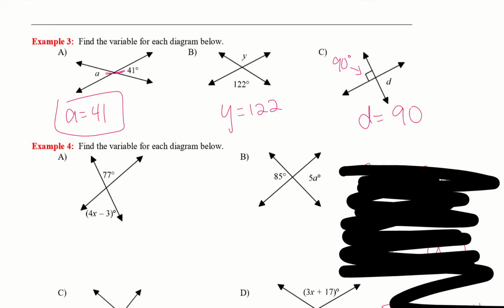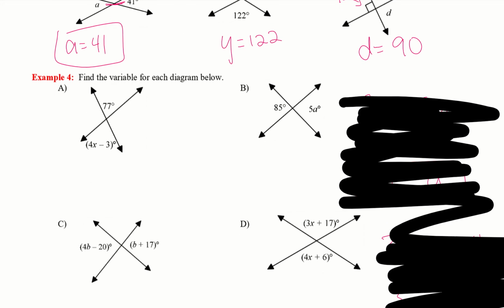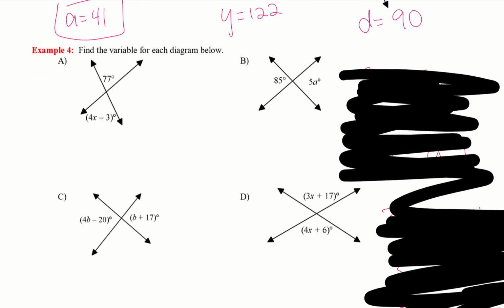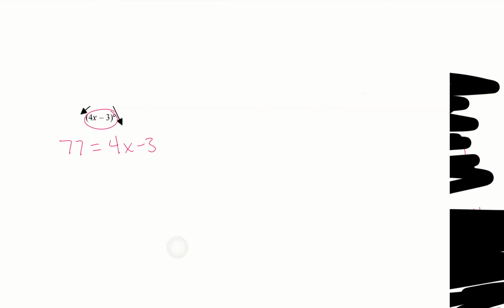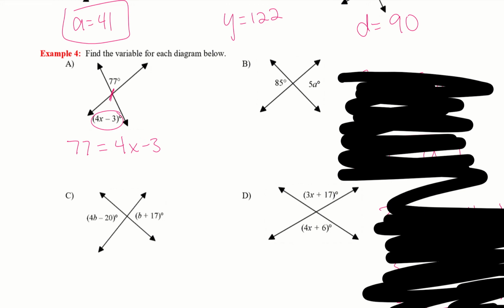Okay, let's take a look at example 4. I'm going to do example A and example C, and then I'm going to have you guys do B and D. So 4A, we have vertical angles, so I know that they are equal to one another. Even though my 4x minus 3 is a whole statement and not just like A or B, they still equal. Even if we have to do a little bit of solving, they still equal.